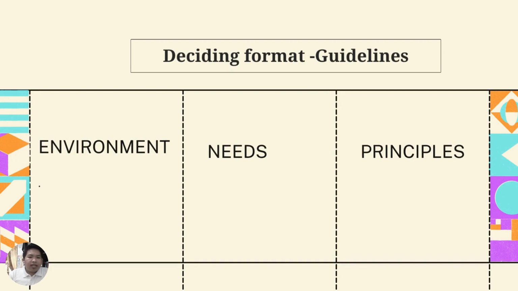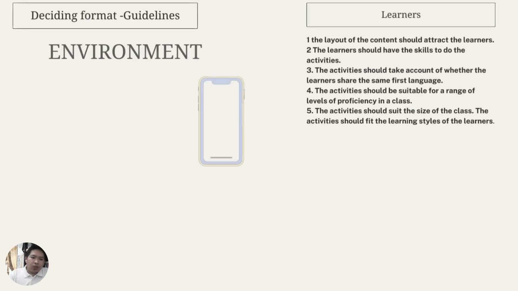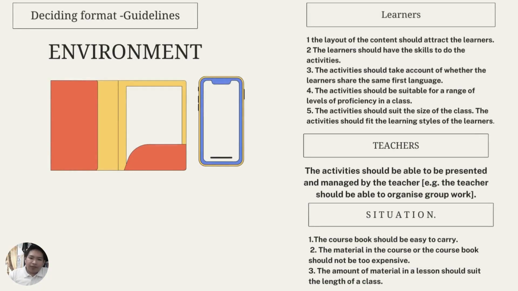In deciding format guidelines, we have to pay attention to the environment, needs, and principles. The first, we are going to talk about environment. In environment, there are the learners' environment, the teacher environment, and the situation. In the learner environment, we have to pay attention that the layout of content should attract the learners.